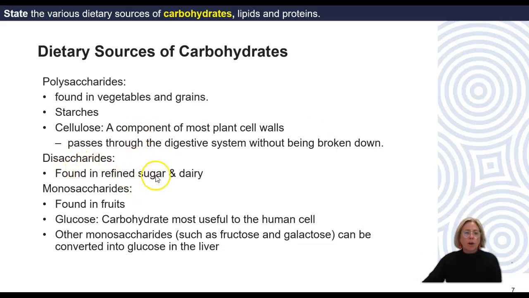Disaccharides are found in refined sugar and dairy products, and they also need to be broken down into monosaccharides before they can be reabsorbed. And monosaccharides are found in fruits. These are the ones that can be directly absorbed. Glucose is the carbohydrate most useful to the human cell. And other monosaccharides such as fructose and galactose can be converted into glucose in the liver.